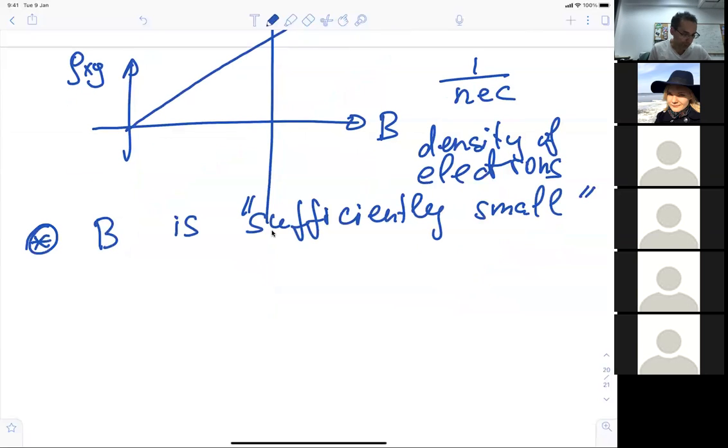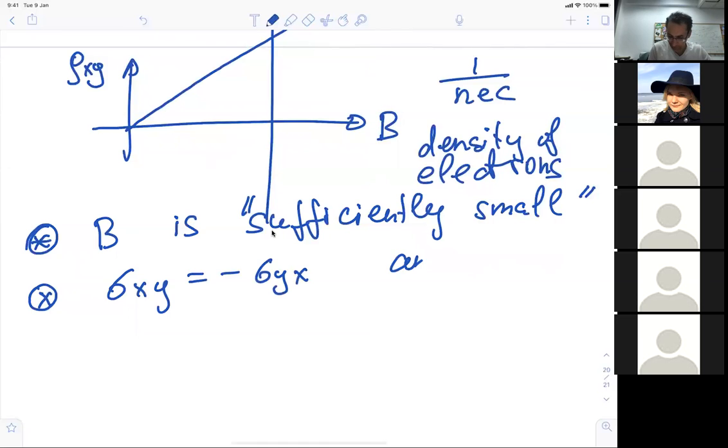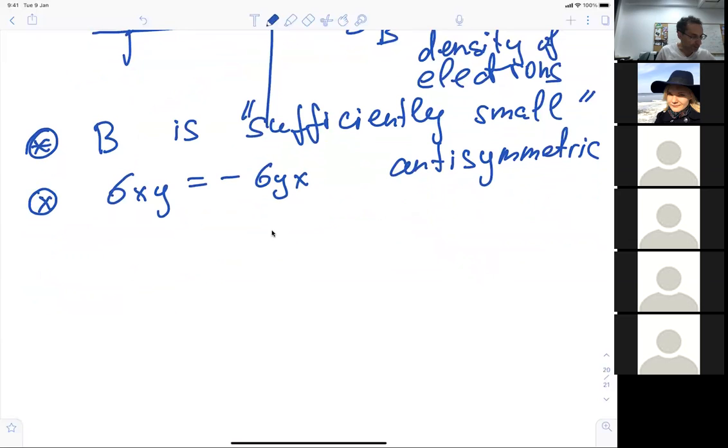Point number two, sigma xy is equal to minus sigma yx, antisymmetric. Also to be discussed next time. That's no coincidence. That's something to be discussed. Finally, the last point that I want to mention today is the Einstein relation.